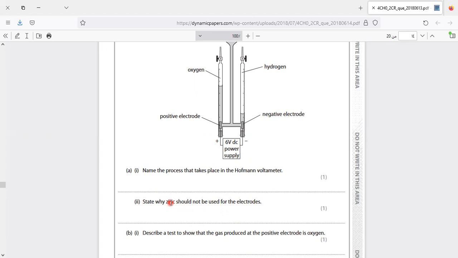Because zinc is not inert. You must refer to the word inert, Mohammed. So write here: zinc is not inert. You must refer to the word inert. Okay? Maybe someone will say zinc will react with solutions. We must use graphite or platinum only.